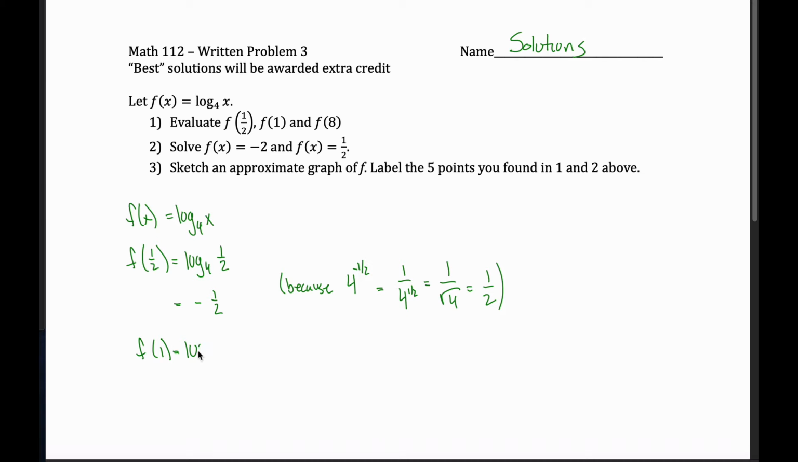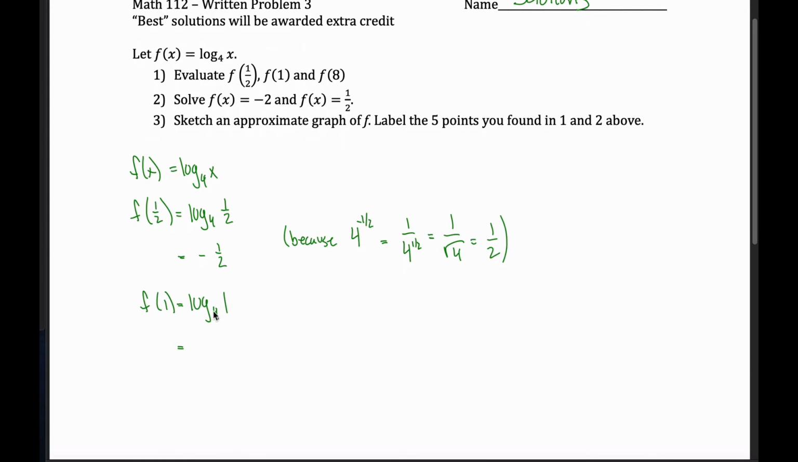Similarly, we can evaluate f of 1. That would just be the log base 4 of 1. So now it's asking me the question, what power do I have to raise 4 up to make it equal to 1? The answer to that is just 0, and the reasoning here is because 4 to the 0 power is equal to 1. And then finally, f of 8. Maybe that's the hardest one, or maybe f of 1/2 was the hardest one.